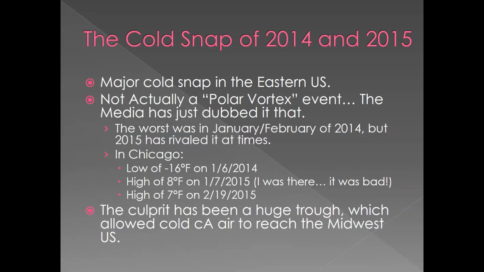And what allowed this to happen was a huge trough, which in the last lecture we talked a little bit about the jet stream. A huge trough is when the jet stream dips to the south, and this allowed this continental Arctic air mass to pour into the eastern United States. And it looked something like this.